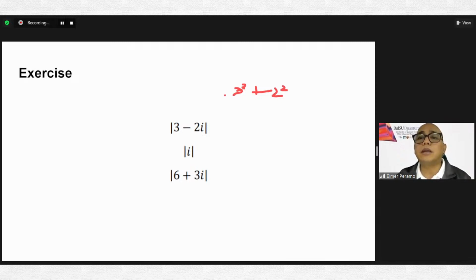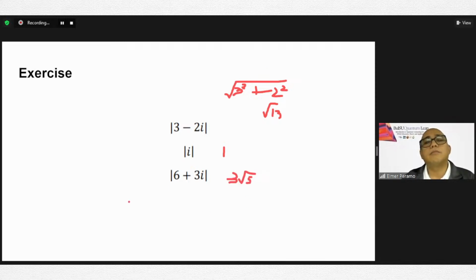2 squared, take the square root. So this is going to be the square root of 13. This is easy, 0 squared plus 1 squared, square root, so this is 1. About this one, 36 plus 9, that's 45. So this is the square root of 45, or 3 square root of 5.